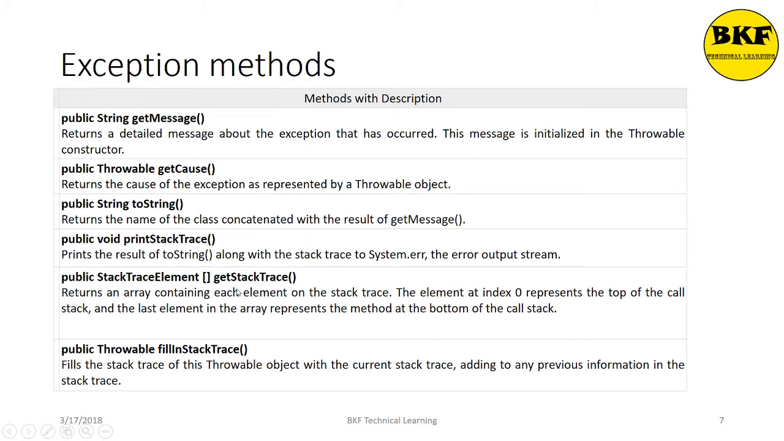Then there's the getStackTrace method which returns an array containing each element on the stack trace. The element at index 0 represents the top of the call stack, and the last element in the array represents the method at the bottom of the call stack. Then we have the fillInStackTrace method which fills the stack trace of this Throwable object with the current stack trace, adding to any previous information in the stack trace.